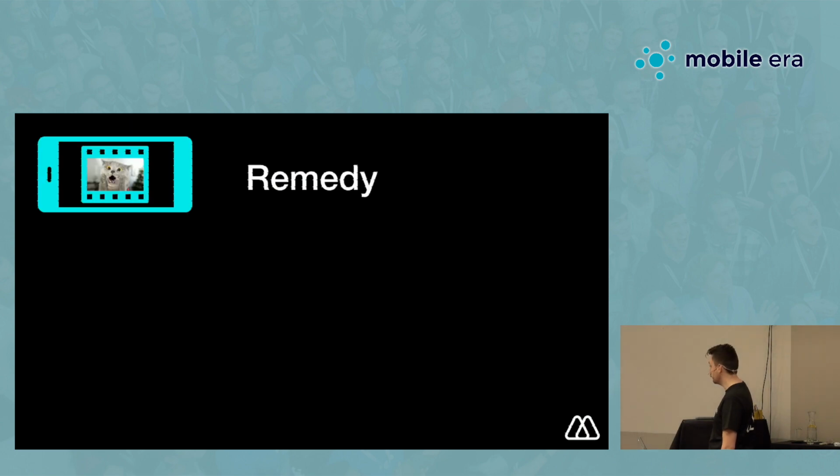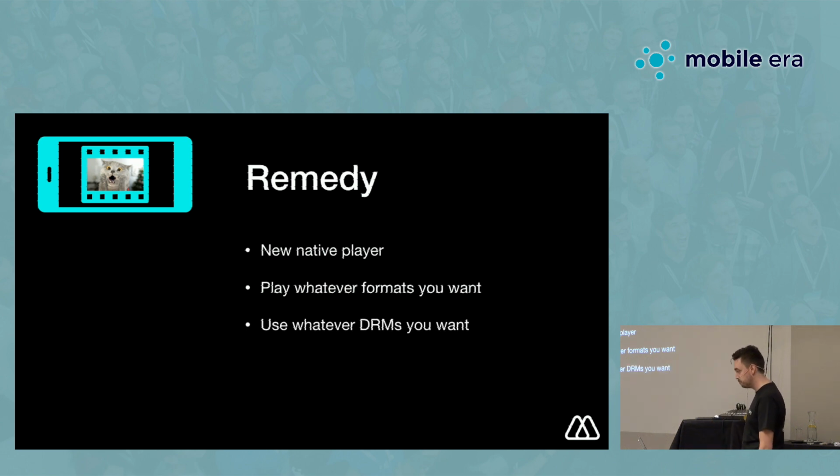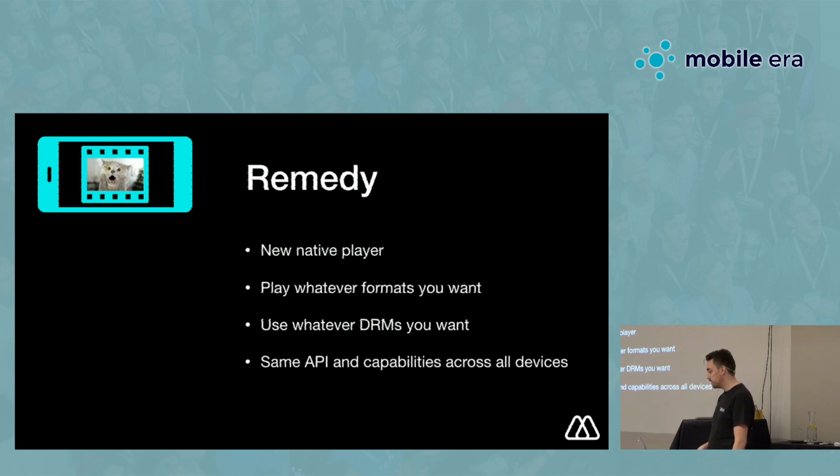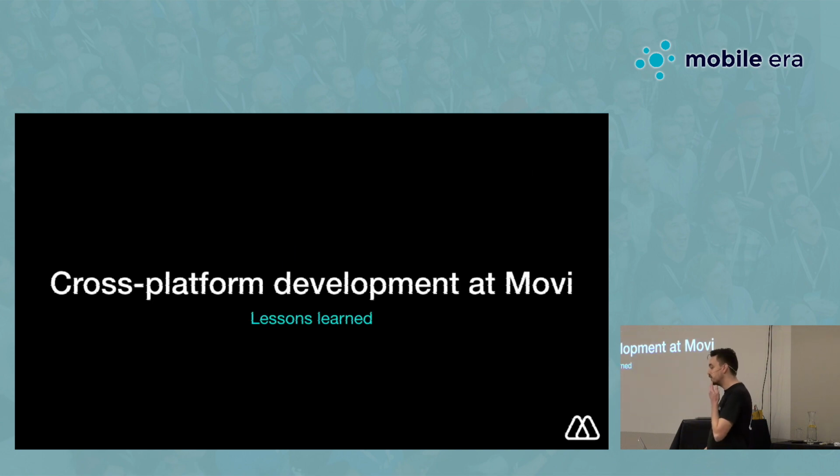Okay, so what are we doing at Movi to remedy this situation? First of all, we're creating a brand new native video player. We think developers should be able to play whatever formats they like on any device. We feel developers should be able to use whatever DRMs they want on whatever device. We want to maintain the same API and capabilities across all devices, as well as introduce new interactive features for controlling playback. To tell you a little bit about how we're doing this, I'll be moving on to my last part, which is how we do cross-platform development at Movi, and some tips and tricks if anyone else is doing the same.